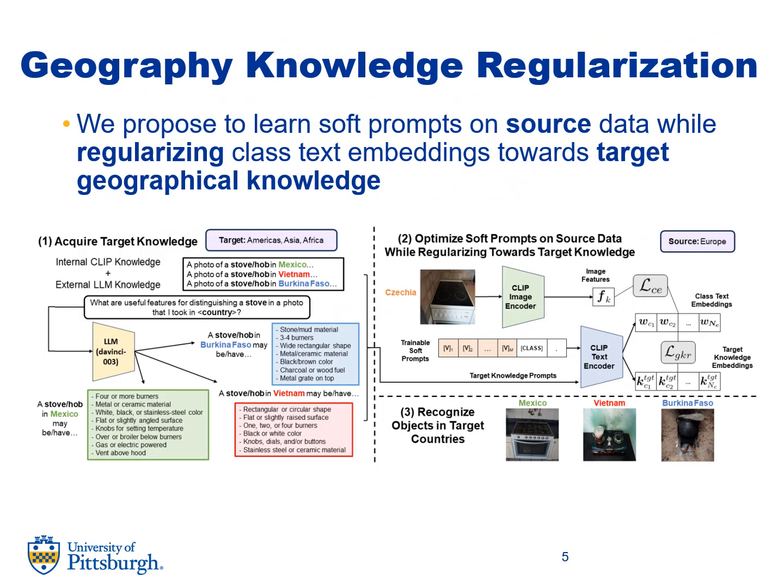We further propose a mechanism to better consider geodiversity when data is limited to an easy-to-access source region, for example, Europe. In particular, we propose to learn soft text prompts on source data, for example, from Europe, while regularizing the class text representations to be consistent with target geographical knowledge, for example, from other regions like the Americas, Asia, and Africa.